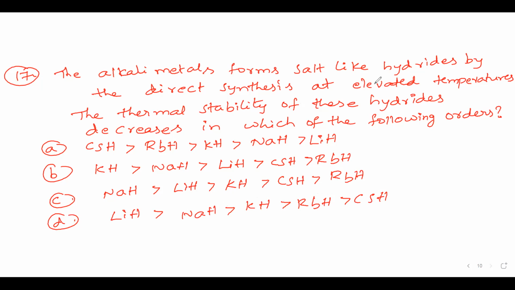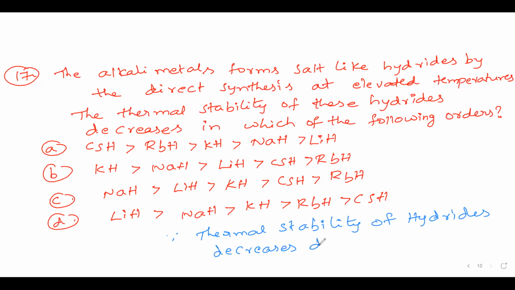So the right option is: alkali metals form salt-like hydrides by direct synthesis at elevated temperatures. The thermal stability decreases down the group. So the answer is lithium hydride greater than sodium hydride greater than potassium hydride greater than rubidium hydride greater than cesium hydride. Like these questions you'll get for NEET.